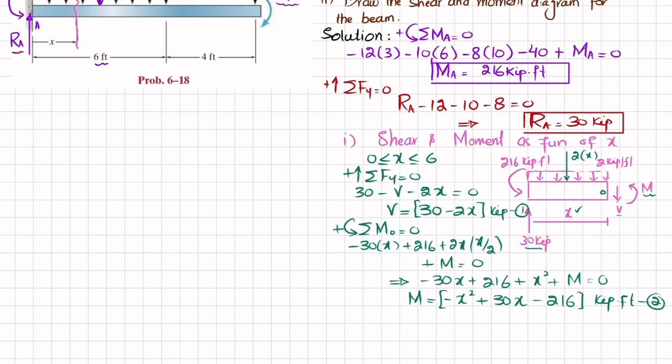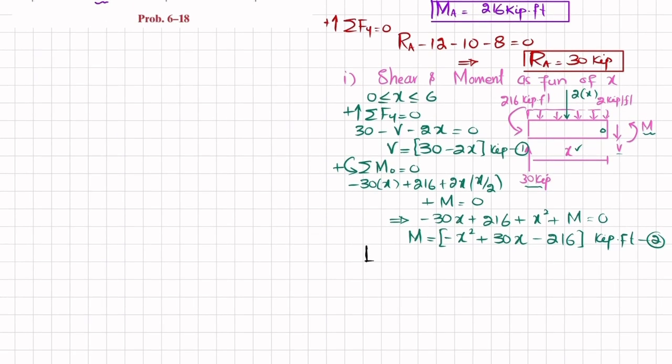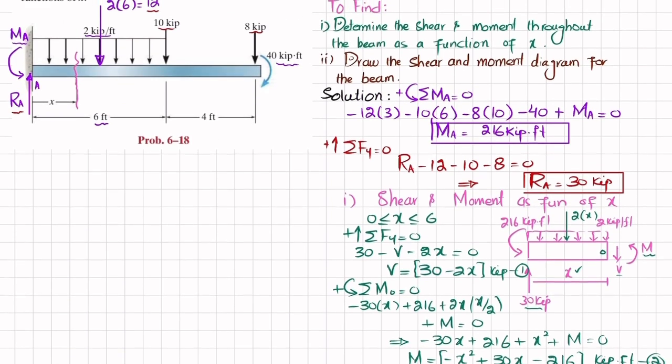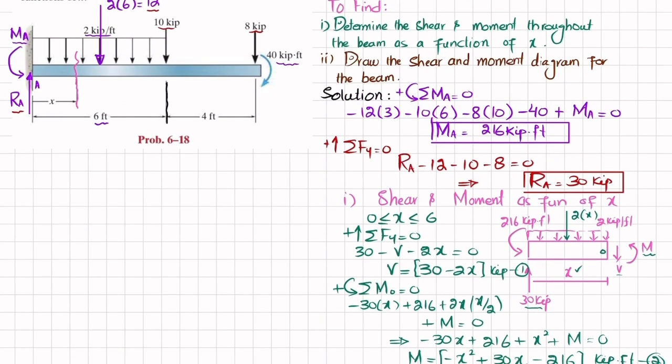Now equations 1 and 2 are valid for x greater than or equal to 0 and less than or equal to 6 feet. You can see this is valid till this point.